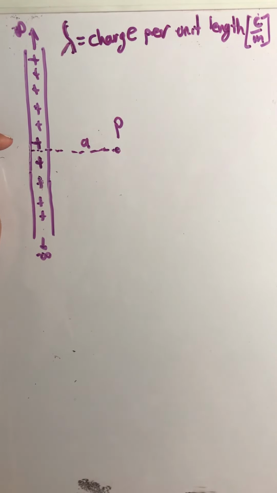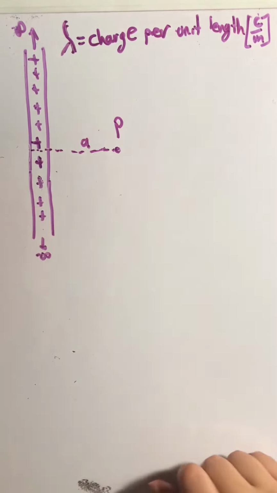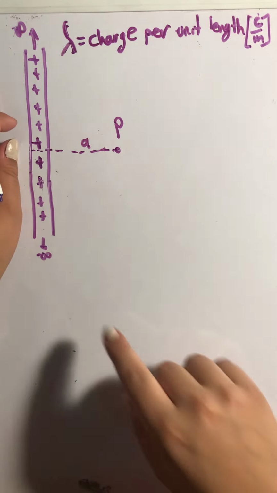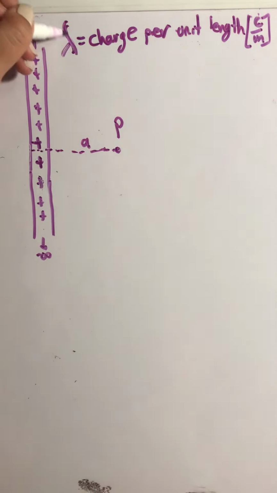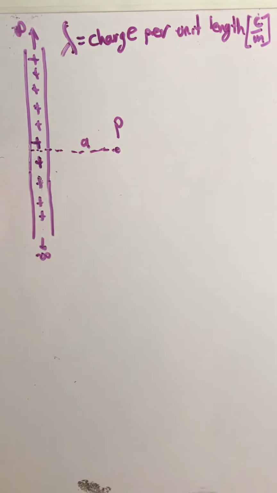Hello everybody. Today we're going to find out how to get the electric field at some point P, a certain distance a away from an infinite line charge. The charge of this line is called lambda, which is charge density, charge per unit length, with units coulomb per meter.